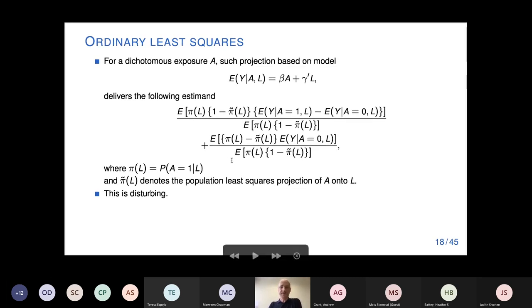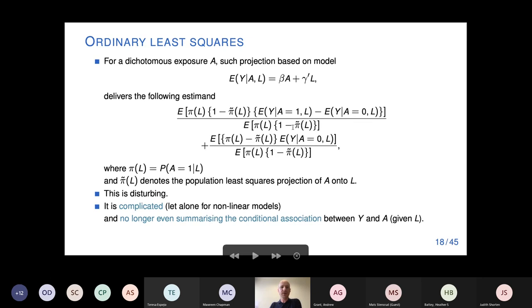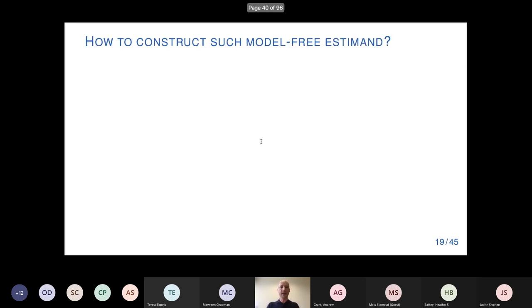This expression is rather disturbing. First of all, it's a very complicated expression, so it's not really helping us very much to assign a clear interpretation to the parameter in that model. With nonlinear models, it would even be much more complicated. And more importantly, even though the first component tells us something about the conditional association between A and Y given L, the second component is more about the extent to which the true probability of being treated deviates from this linear regression relation, and that's not really about the conditional association of interest. So we don't really have a guarantee with this projection approach that we're getting what we're hoping to get. So how can we do better?